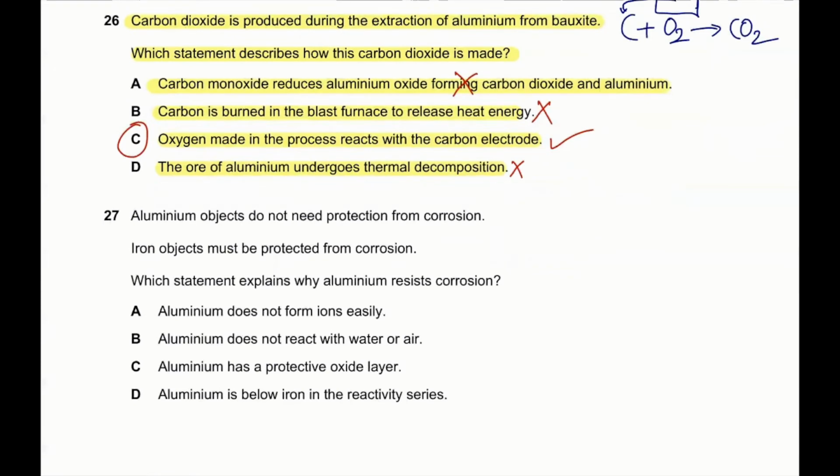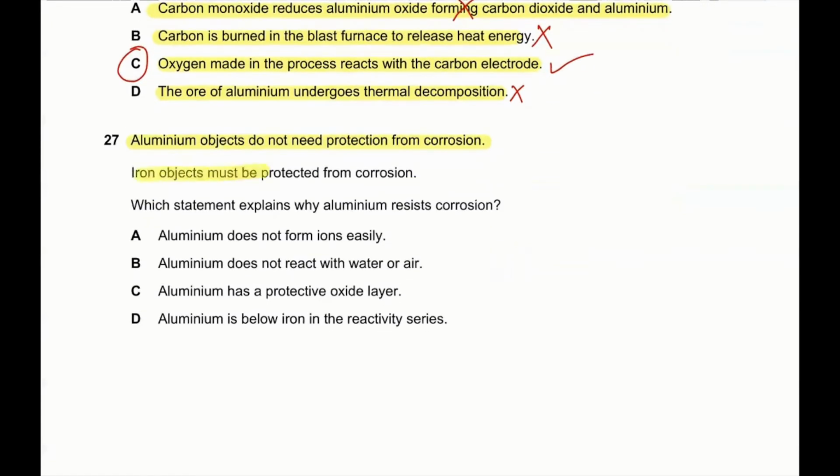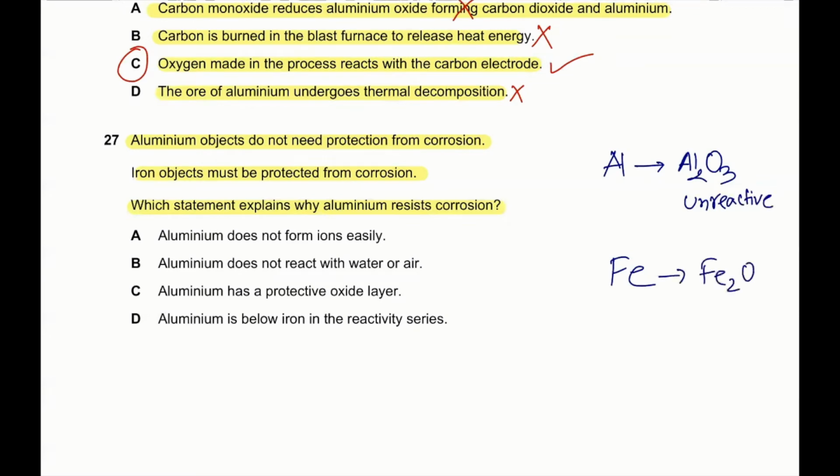Question number 27. Aluminium objects do not need protection from corrosion. Iron objects must be protected from corrosion. Which statement explains why aluminium resists corrosion? Guys, aluminium is far higher in the reactivity series than iron. However, aluminium can form a protective oxide coating of aluminium oxide, which is unreactive. Now you might be thinking the same for iron, but iron Fe2O3 is reactive. So that's the main reason.